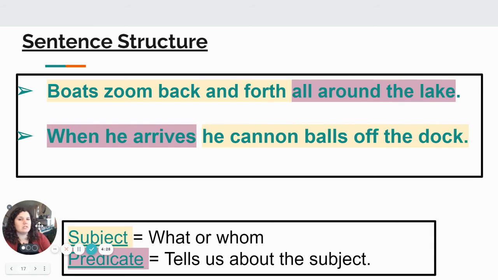So I'm going to give you an example. So here's two sentences that are broken down into subject and predicates. The boats zoom back and forth all around the lake. So the boats, what are they doing? They're zooming all around the lake. When he arrives, he cannonballs off the dock.